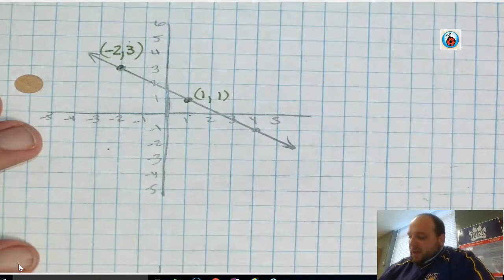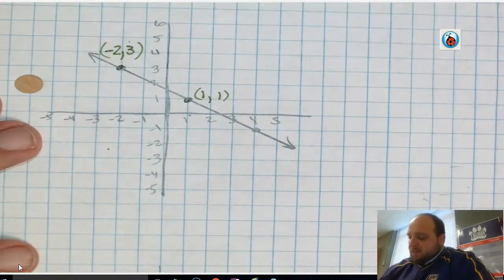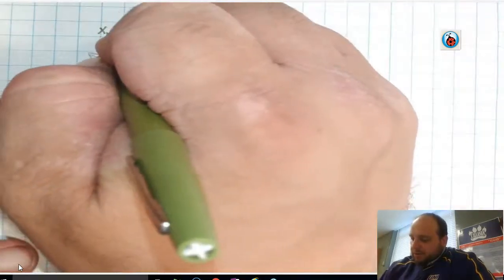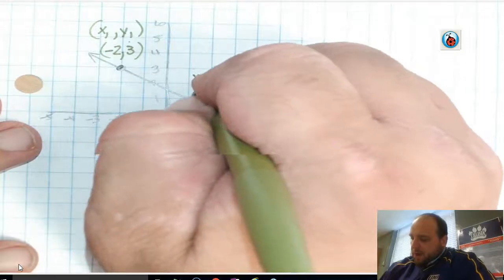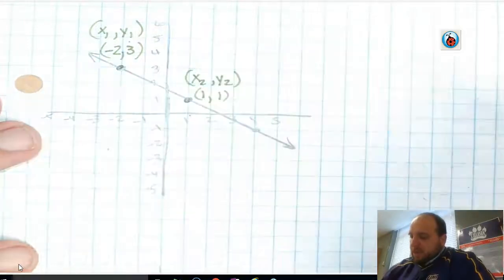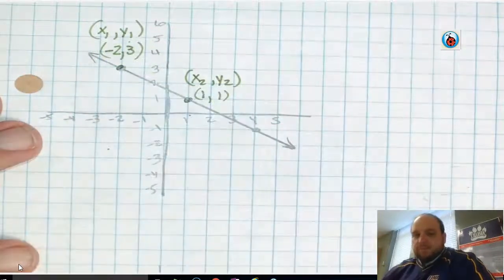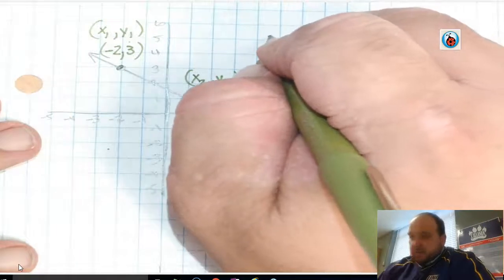So on this one, I've got the coordinate points labeled. Now I'm going to label the x1 and y1 and the x2 and y2. We'll just call this one x1 and y1, and we'll call this one x2 and y2. Again, I could have called this one x2 and y2 and this one x1 and y1. All right, so I'm going to use the slope formula again, just in case anybody's forgotten.